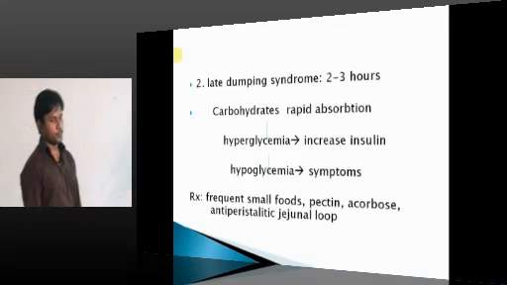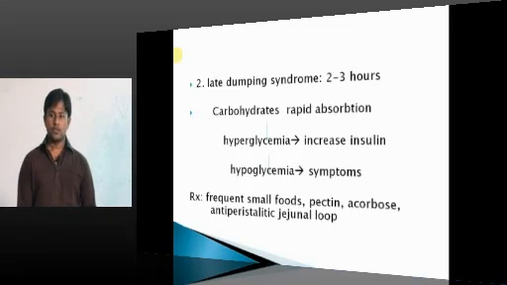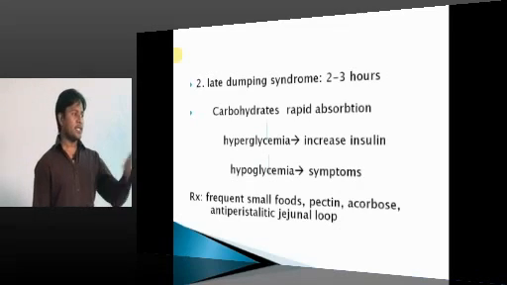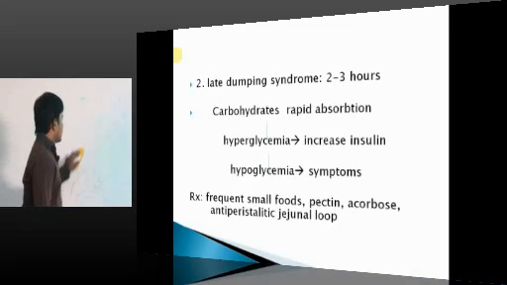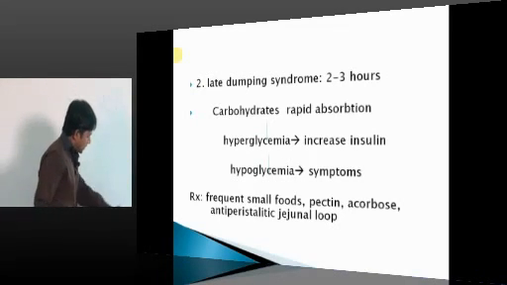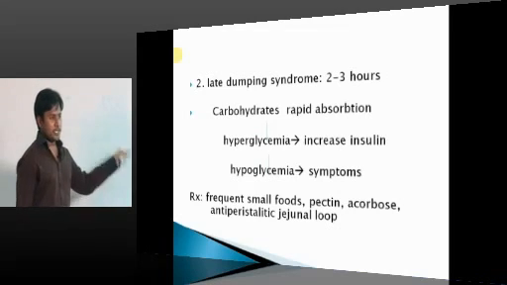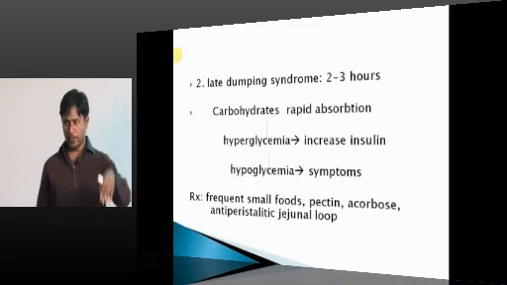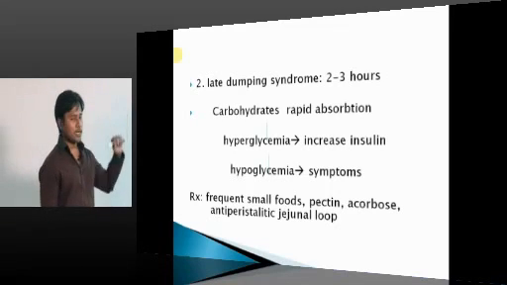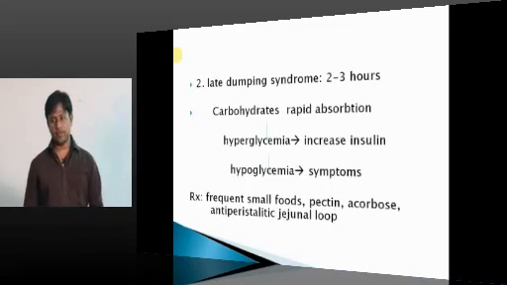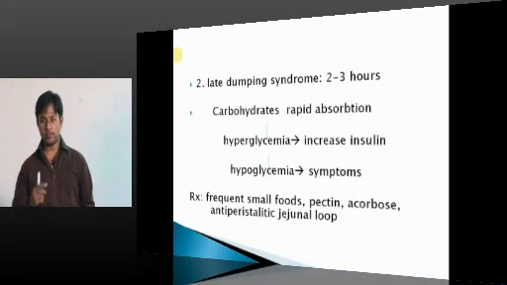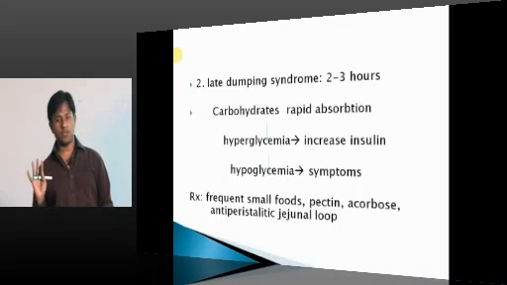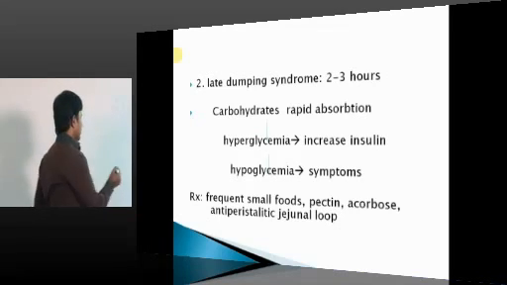Late dumping syndrome. Same process here also. The only difference is the appearance of the symptom will be late. Why is this? Because of carbohydrate metabolism. Whenever there is early dumping into the intestine, the carbohydrates are rapidly absorbed, which causes sudden hyperglycemia. Sudden hyperglycemia causes increased insulin. Increased insulin causes hypoglycemia, which is the cause of symptoms. Hyperglycemia, no symptoms, you will be always happy. Okay, hypoglycemia is the cause of symptoms.